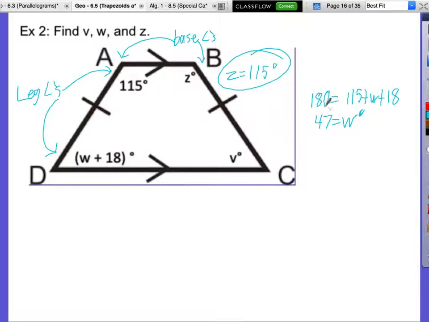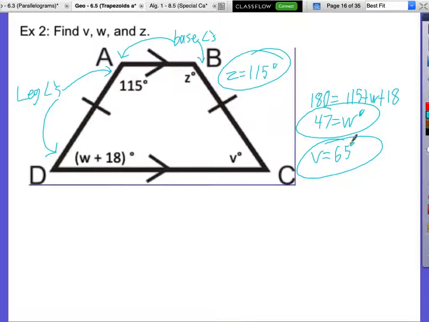Okay, now what else do we need to find? V. How could we find V? Adding 18 to W. Okay, so there's a couple ways. We could add 18 to W and get 65. What's another way we could do it? 180 minus 115, because these are supplementary over there as well. Questions on those?